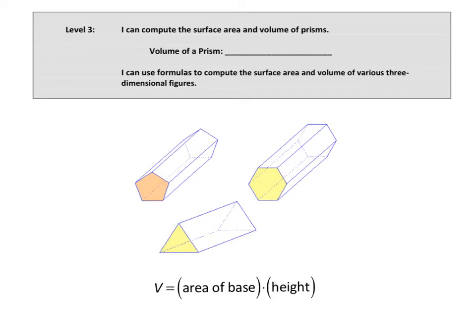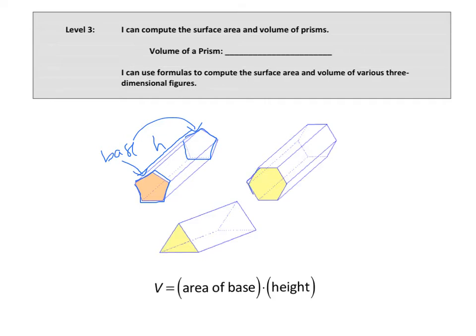So let's talk about what a prism is. A prism is a three-dimensional object that has two parallel bases that are congruent figures. So if we look at this first figure, this pentagon, which shows up twice, those are the bases. So that's the base, and it has another base. So two parallel bases. And then the line connecting it is the height.